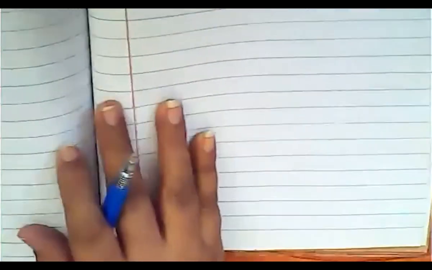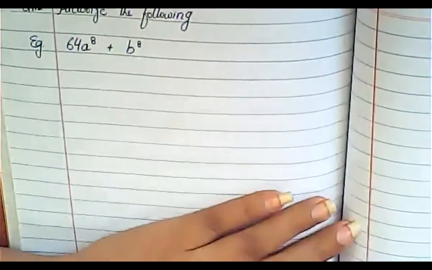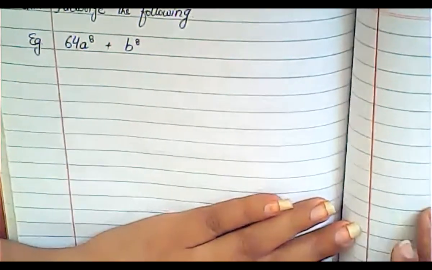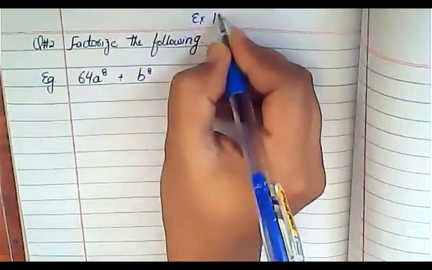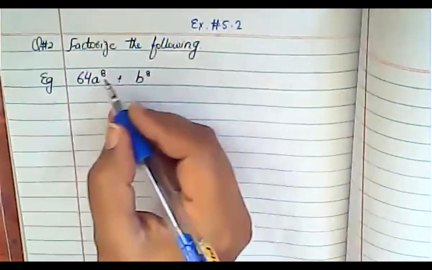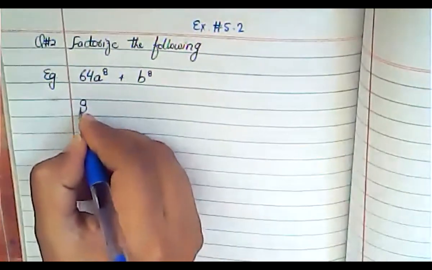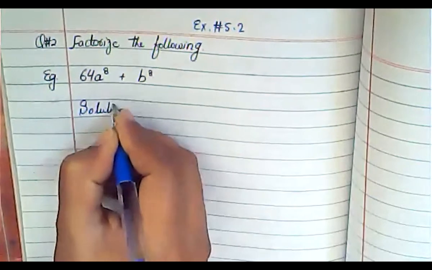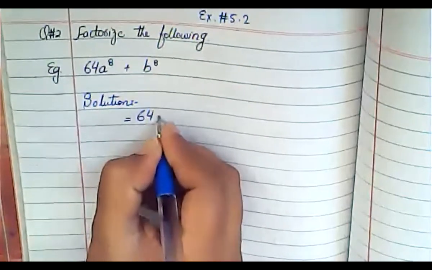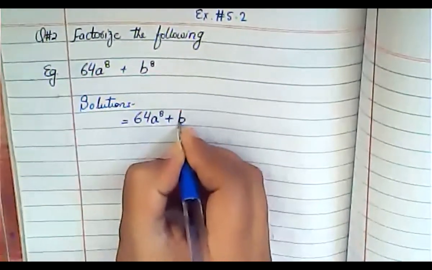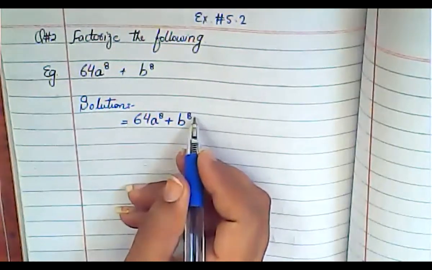Now, next is this one, which is again like question number 1 that we have done yesterday. Okay, this is from exercise number 5.2, and question number 2, which is factorize the following. So you will start it with the heading of solution. Given here you have 64 a raised to the power 8 plus b raised to the power 8.